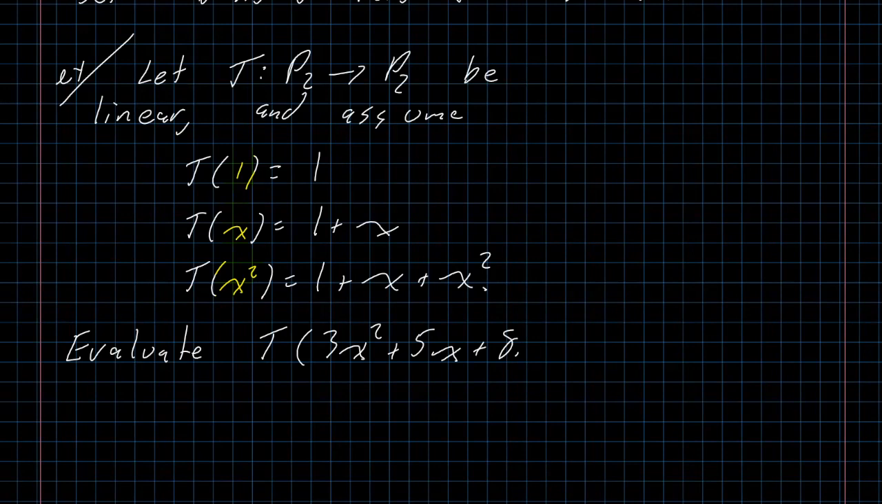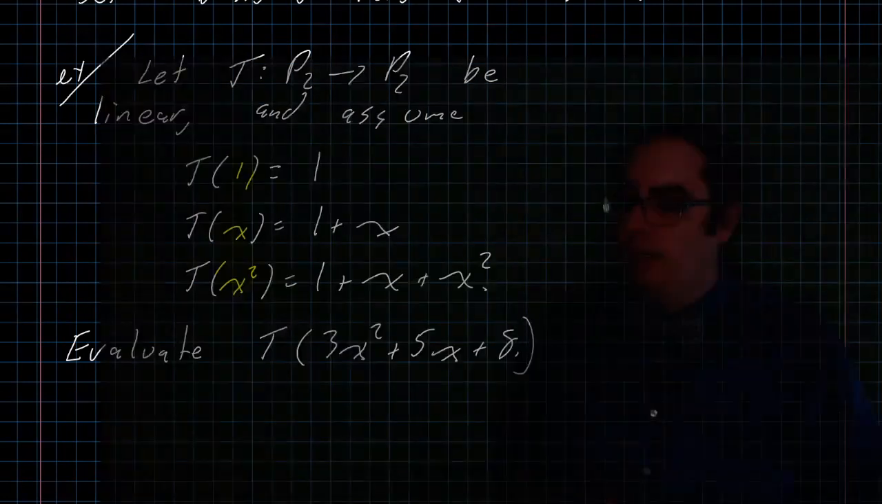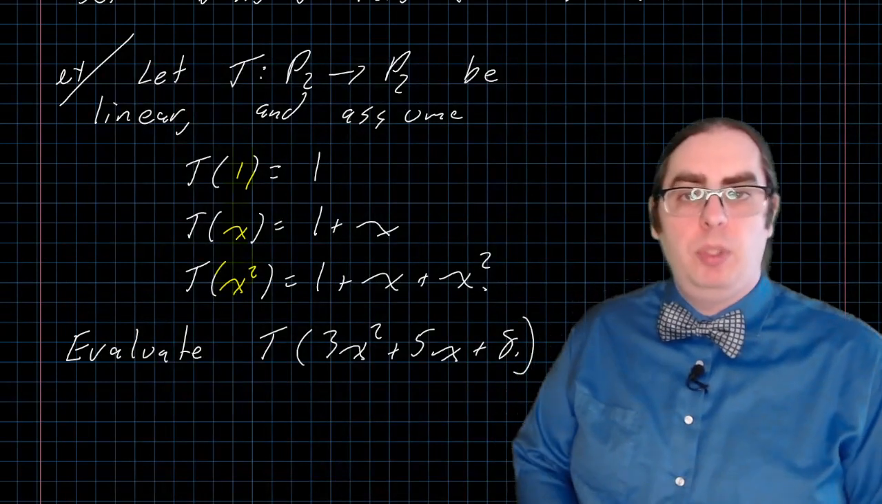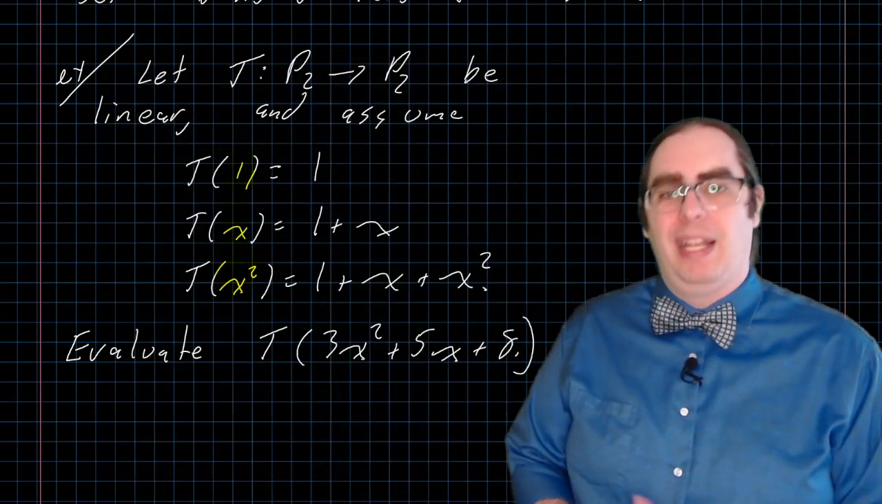With that information, based on the theorem I just presented, this has to be a linear transformation. And if it is a linear transformation, we can evaluate it. So in particular, I would like you to evaluate the transformation T on the polynomial 3x squared plus 5x plus 8. All right, take a couple of minutes, see what you can do with that one, and I'll see you in the next video.